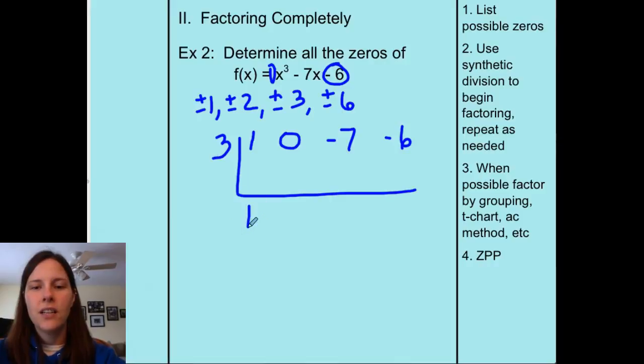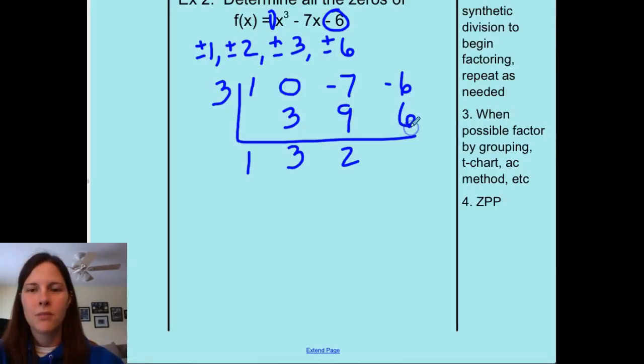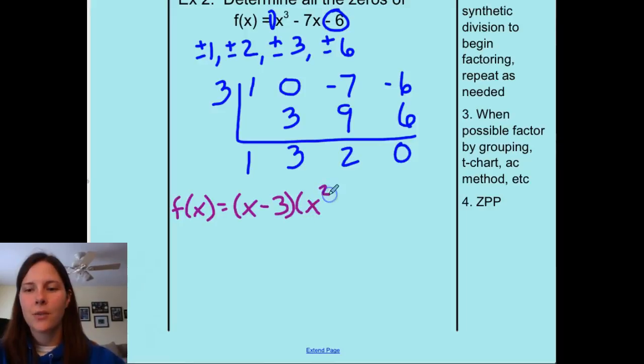Drop the 1, multiply by 3, drop the 3, multiply by 3, add, multiply by 3, and add. Because we got a result of 0, that means that 3 is a zero of the function, so x minus 3 is a factor. Next, we can rewrite the function in partially factored form. We take that 3, put it into the binomial with the x, make it opposite, and write the result. Remember to drop a power, so we have x squared plus 3x plus 2.